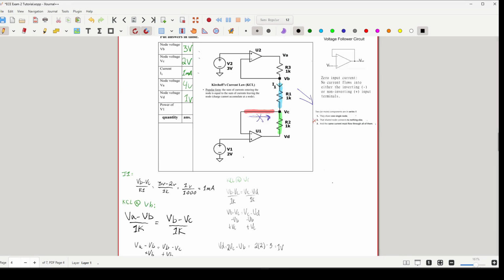The last value we need is the power of V1. We know that power is equal to conventional current times voltage. We have the voltage, but what's the current? Since our op amp is ideal, we know that there's no input current to the inverting or non-inverting input. So 2 volts times 0 amps should give us 0 watts.